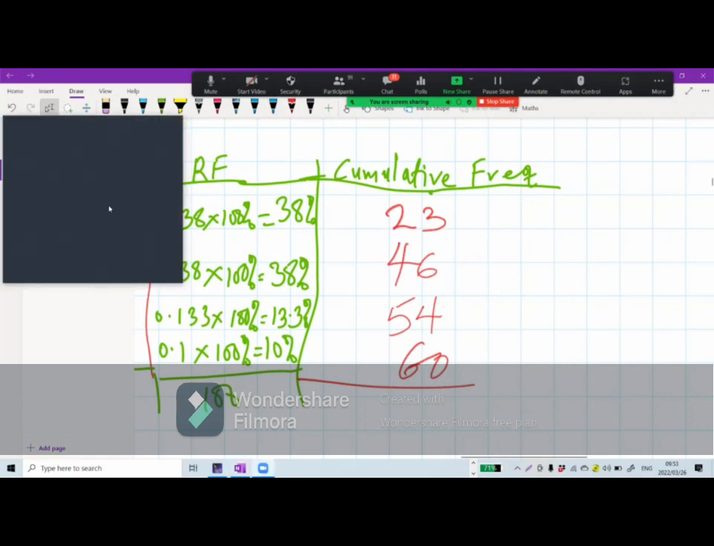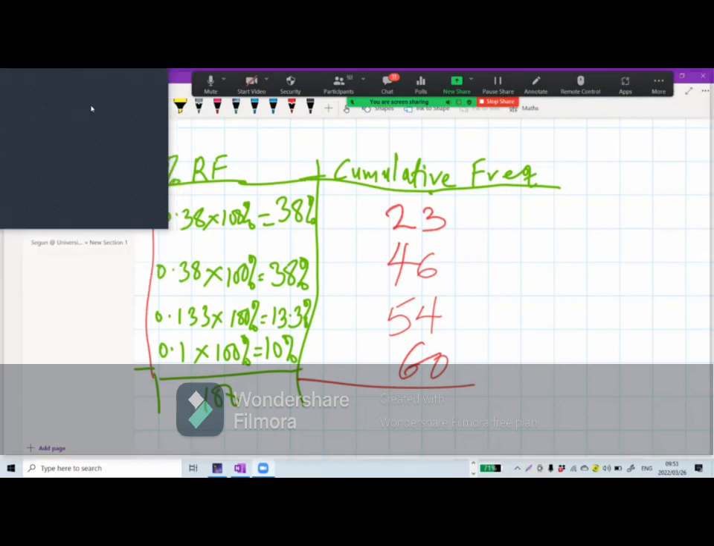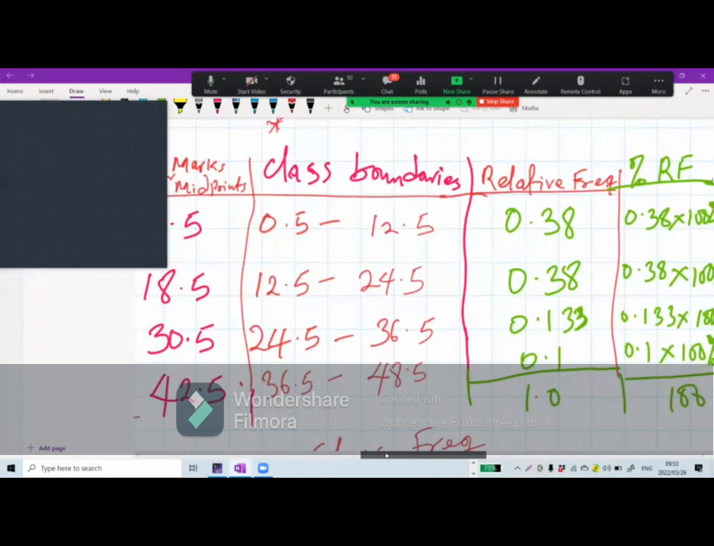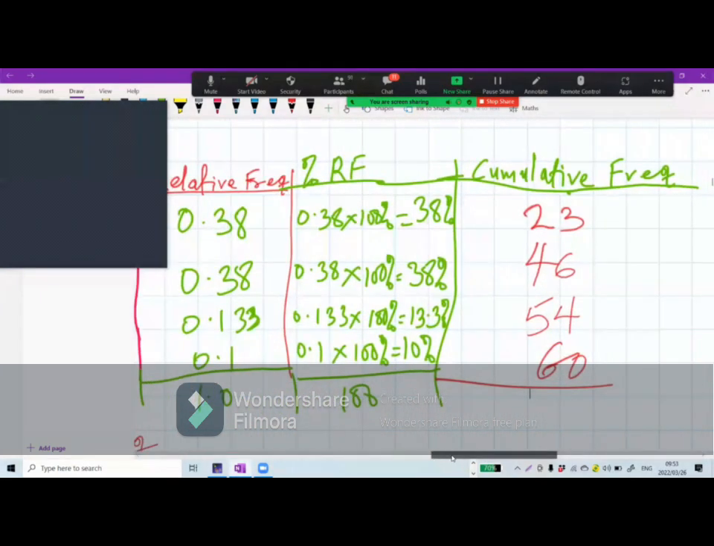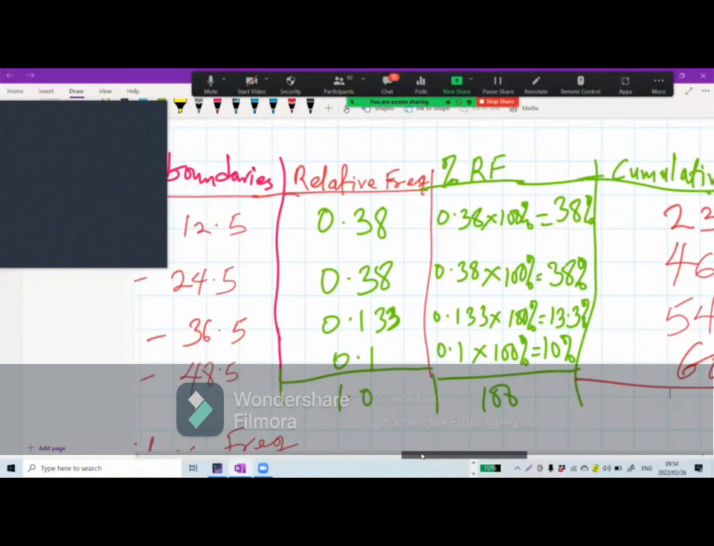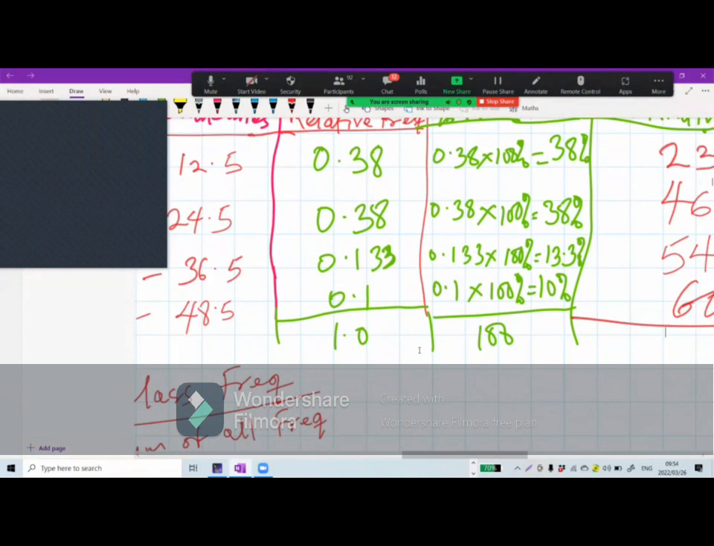Yes, sir. I have a question, sir. My question is on the frequency. The first was 2 decimal places, then the last one was 0.133. Why are the others not 3 decimal places?